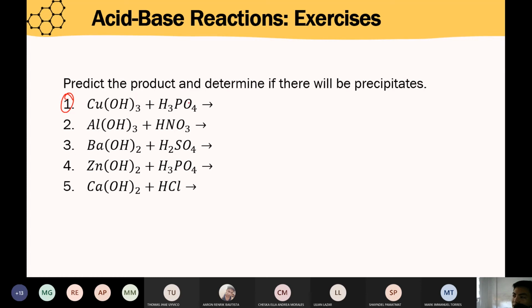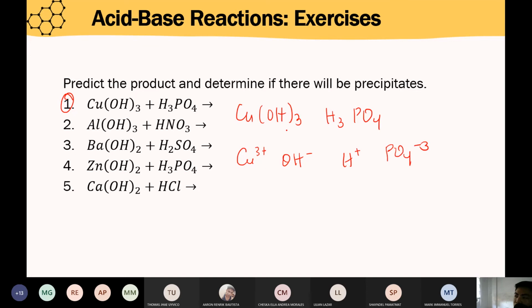Copper 3 hydroxide and phosphoric acid. Okay, so let's determine the ions we can get from this one. That will be copper 3 plus, OH minus. Again, I'm doing the reverse crisscross mentally. So this will be H plus and that will be PO4 minus 3. And then you switch partners. This will be partnered with that. This thing will be partnered with that.